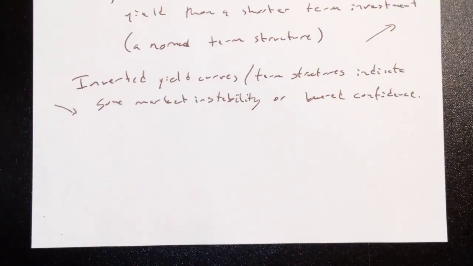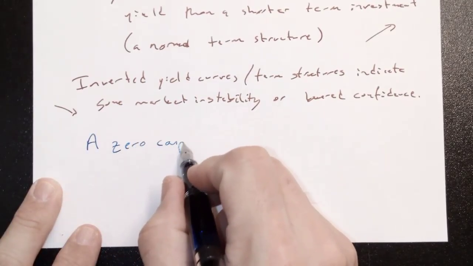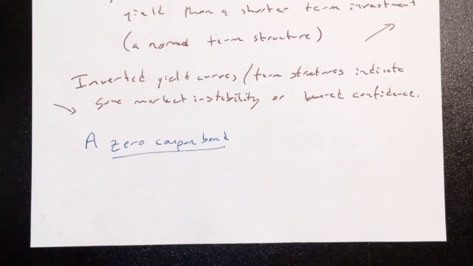One of the easiest ways to understand this is to pull the coupons out of the game. A zero coupon bond is exactly what it sounds like. A bond with no coupons just pays on maturity.